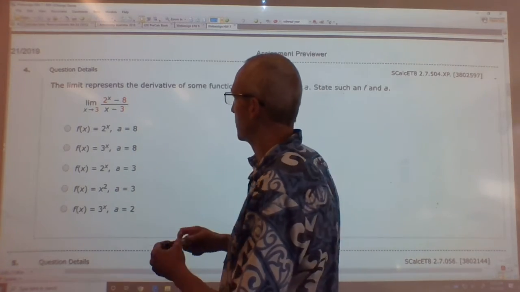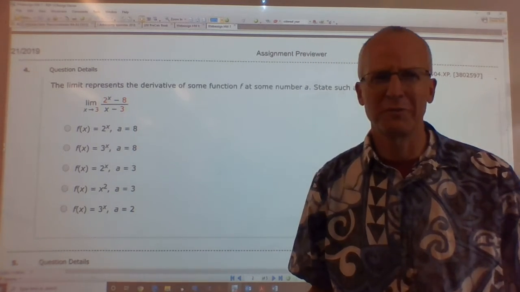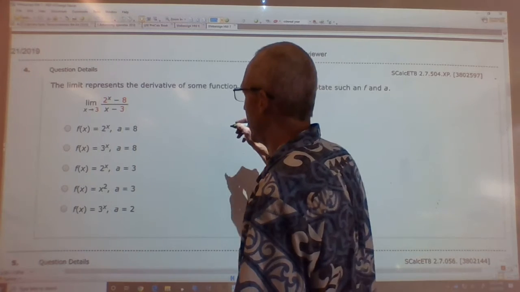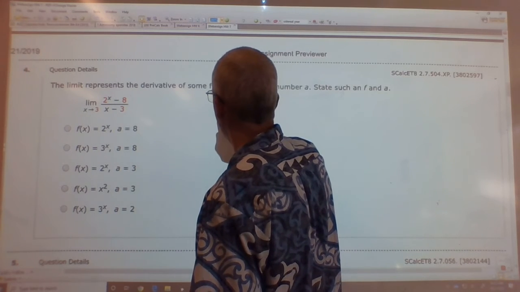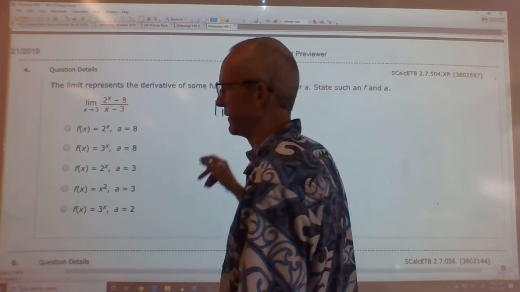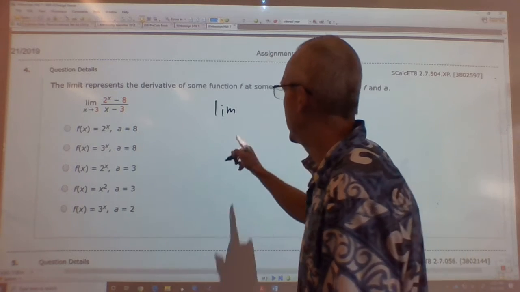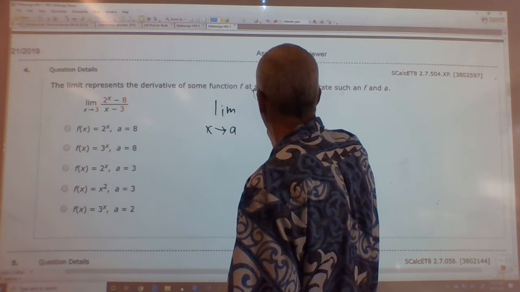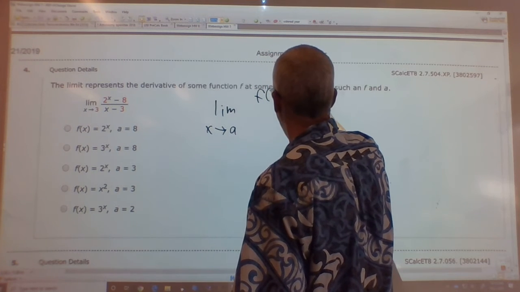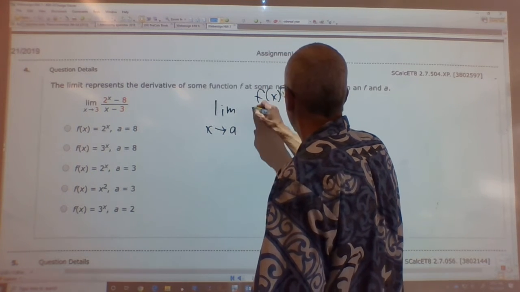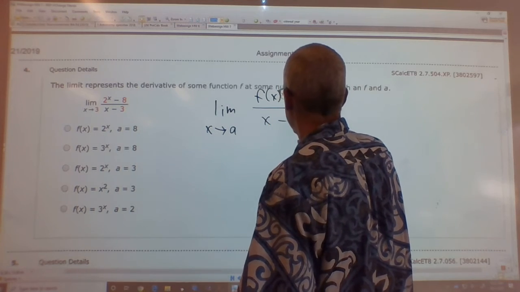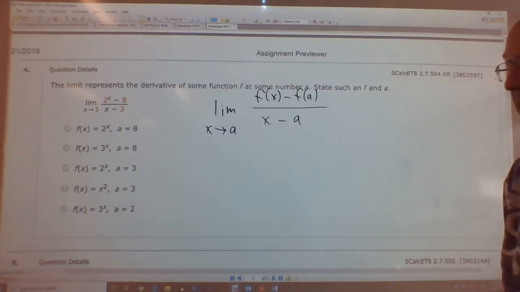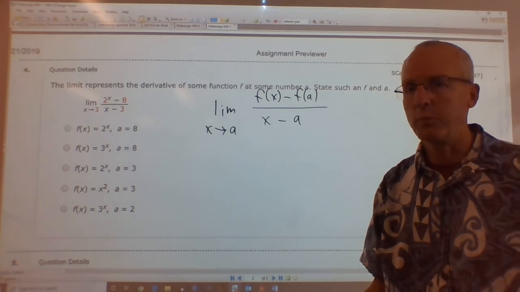The number, so what they're doing here is, remember there's two ways to write the derivative. One way is the one I just did. The other way is the derivative at a point a, and that's the limit as x approaches a of f of x minus f at a divided by x minus a. Okay, that's the other definition of a derivative at a point a.